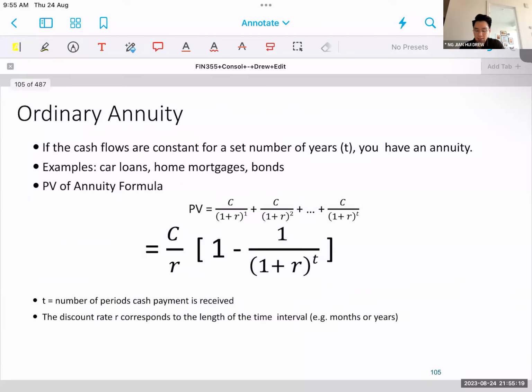Ordinary annuity. So now, the thing about perpetuity is that the cash flow is forever, right? But an annuity has only cash flow up to 5 years or 6 years or 10 years. So there's an end to the cash flow. So we can use this ordinary annuity formula, but we'll never ever use this because we can just use Excel for this, all right?